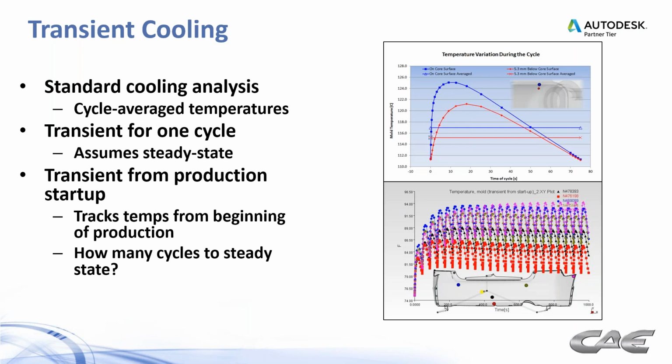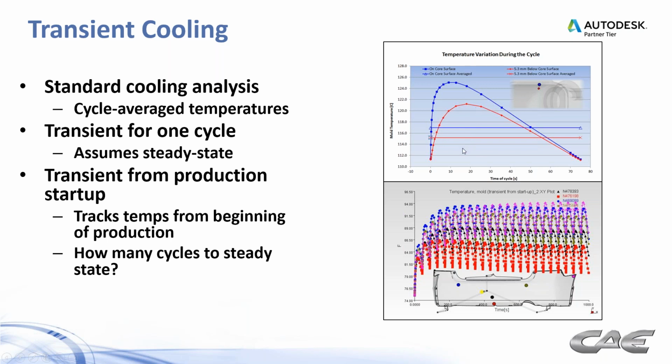Then we have transient cooling. One thing you should know about Moldflow cooling analysis, the standard analysis, is that they are cycle average temperatures. What does that mean? So if you were to pick a couple of spots on the mold like we see here in the upper right-hand corner, we have a blue spot and we have a red spot. The blue spot's on the part surface, or on the mold surface rather, of the core, and that red dot is buried 5.3 millimeters below. So it's tracking the temperature through time for one cycle. So it starts here, as hot plastic comes in, that temperature increases, and then it gradually cools over time.